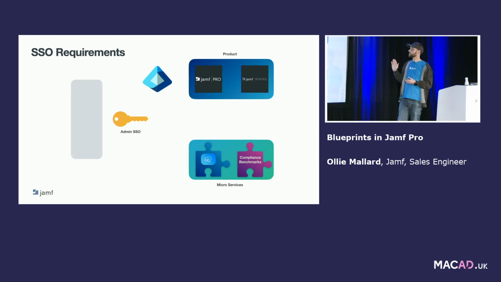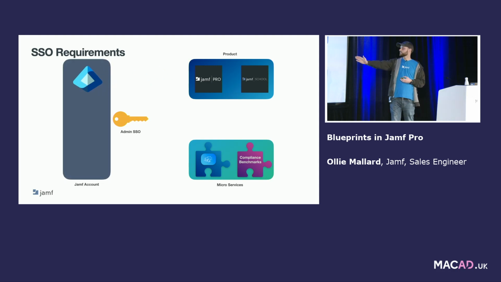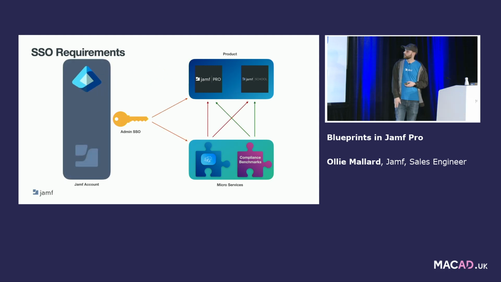So what we've done is we've essentially moved that single sign-on out into Jamf account and added the option to use your Jamf ID as that SSO authentication. And what that does is when you use your Jamf account or your Jamf ID to do that single sign-on, it not only authenticates with the product, but also with the microservices, and allows the services to tie in and authenticate together with the product. Again, my super technical drawing there. Does that kind of make sense?